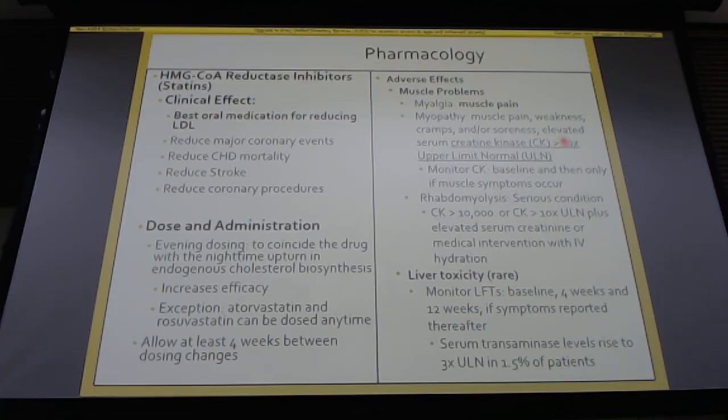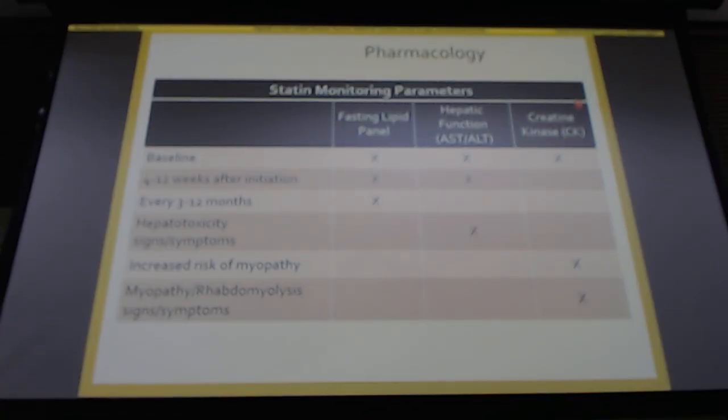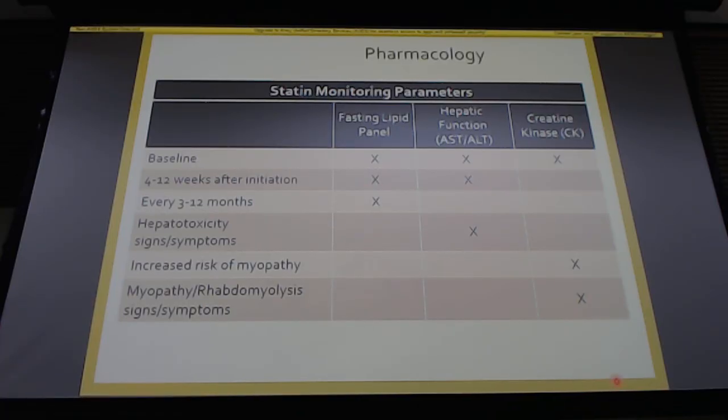Don't need you to remember the 3 times upper limit, all that. I don't need you to remember that, okay? So our 2 side effects, my muscles, my liver is what I'm worried about, okay? This is a summary chart to give you like, hey, what am I monitoring, and how often am I looking at it?